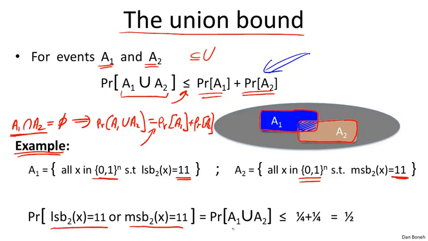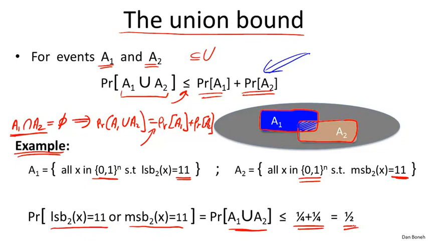Well, as we said, that's the probability of the union of A1 and A2. We know that the probability of each one of these events is 1/4 by what we just did on the previous slide. And therefore, by the union bound, the probability of the OR is at most the probability of A1 plus the probability of A2, which is 1/4 plus 1/4.